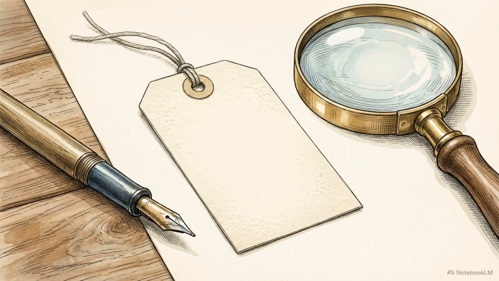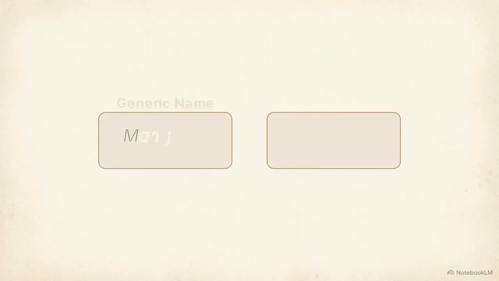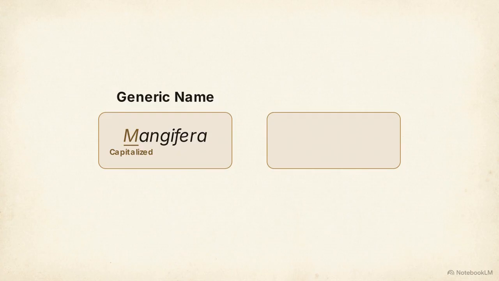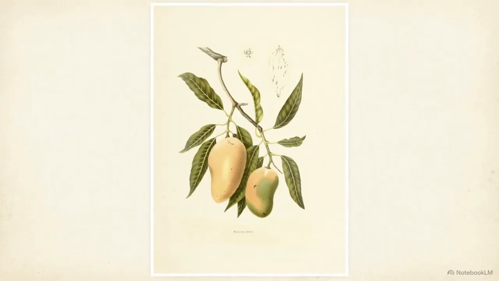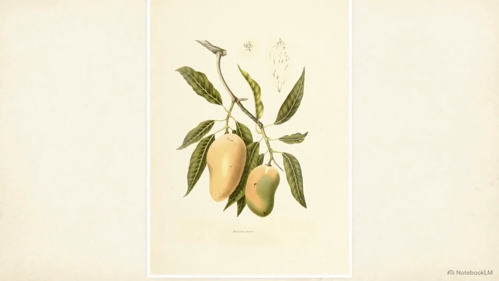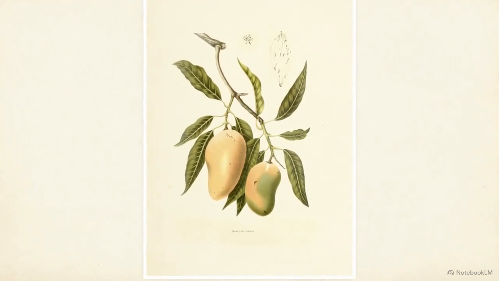The technological solution developed to eradicate these naming errors is called Binomial Nomenclature. It is a strict two-part identification protocol. Every organism receives a generic name followed by a specific epithet. This is an illustration of the mango plant, demonstrating the protocol in action.